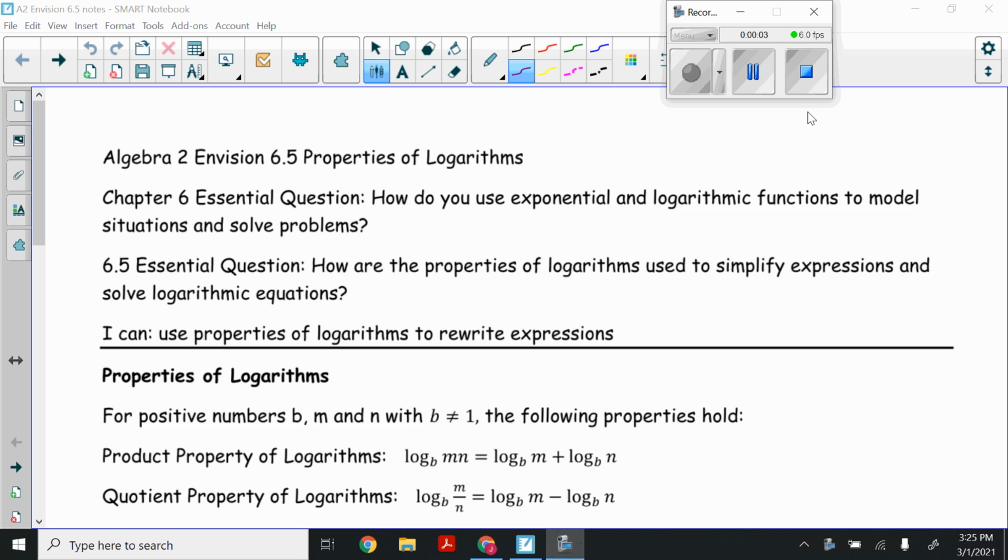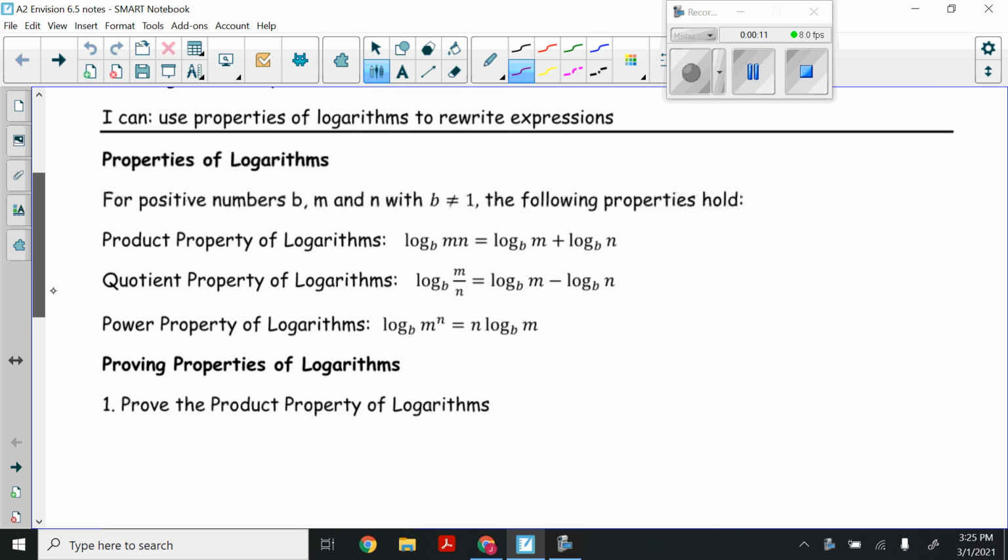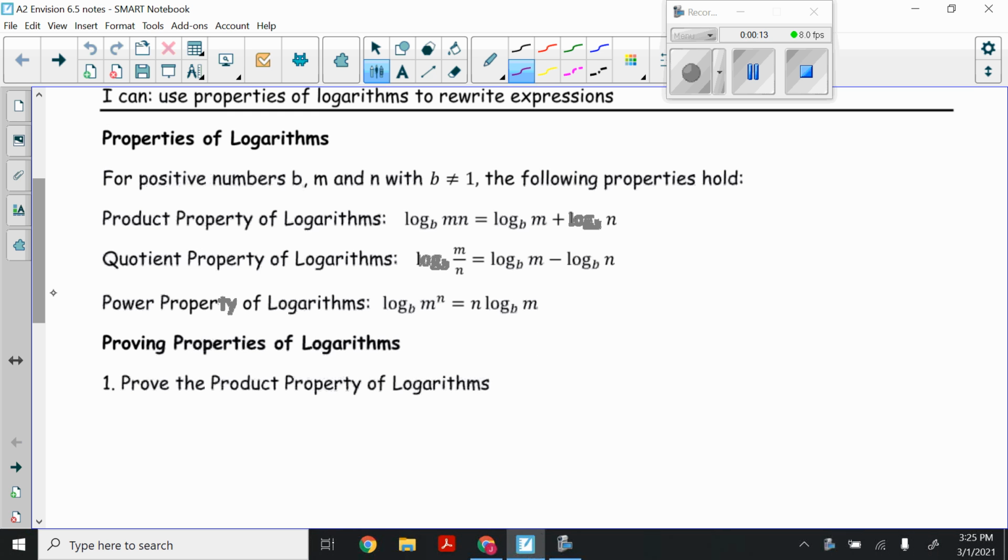All right, today in Algebra 2, we're going to look at section 6.5, the properties of logarithms. So let's scroll down here to our properties. It tells me that for positive numbers b, m, and n, as long as b is not equal to 1, the following properties hold. These are properties that you will want to memorize.